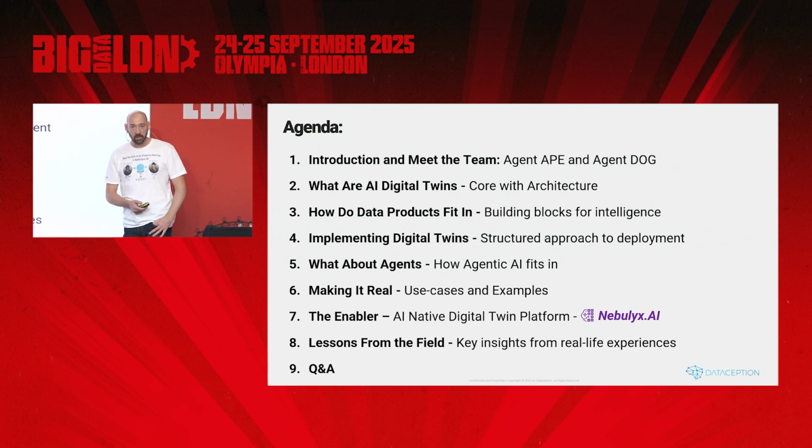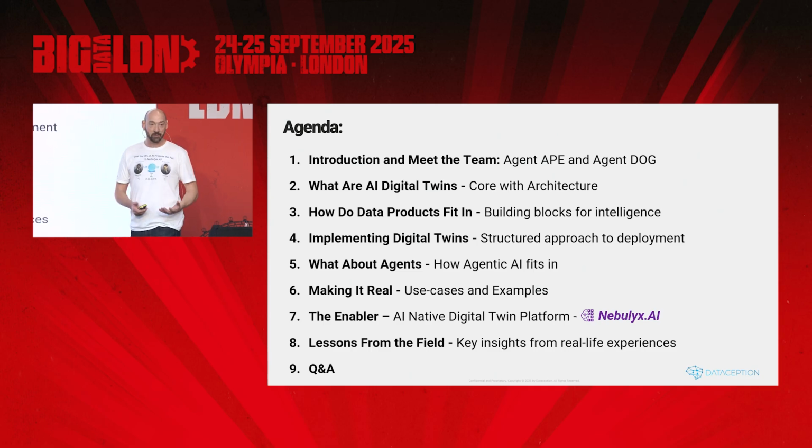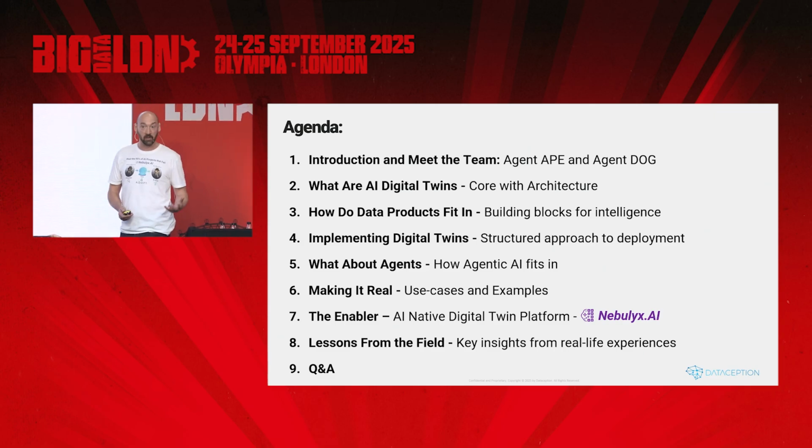So what we're going to do today is try to make things a bit easier to comprehend. We've got these two characters called Agent Ape and Agent Dog, and anyone who knows me on LinkedIn knows I've been talking a lot about those for the last year or so. We're going to talk about what an AI digital twin is, how data products fit into the whole AI digital twin paradigm, and how we implement them, the process and the technology.